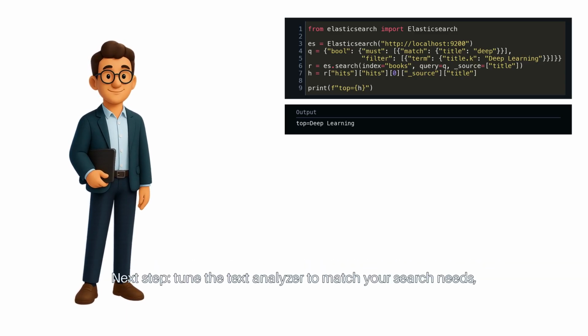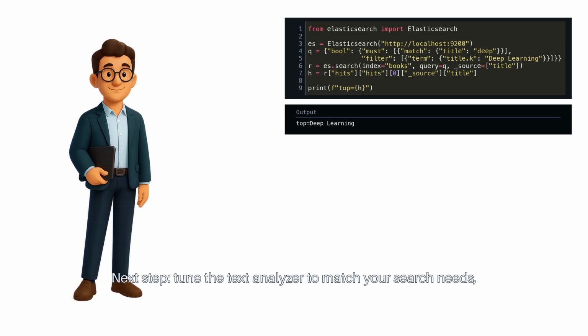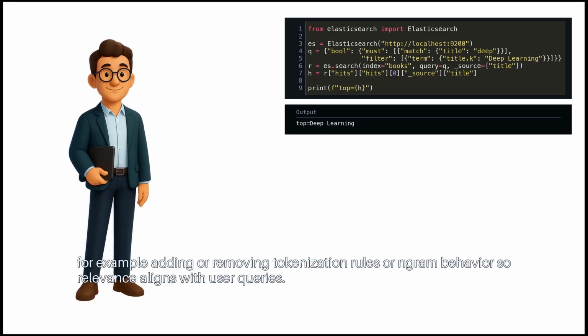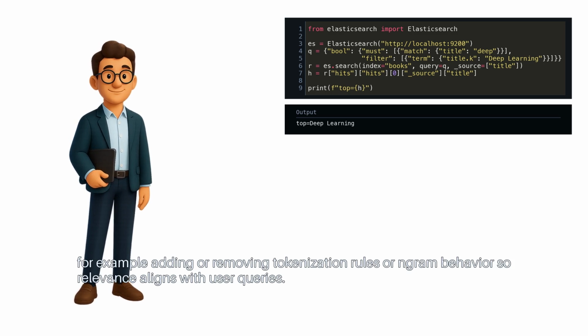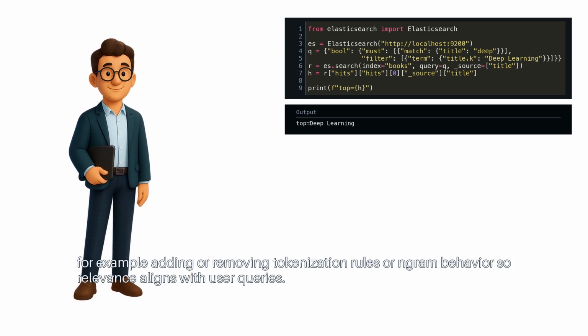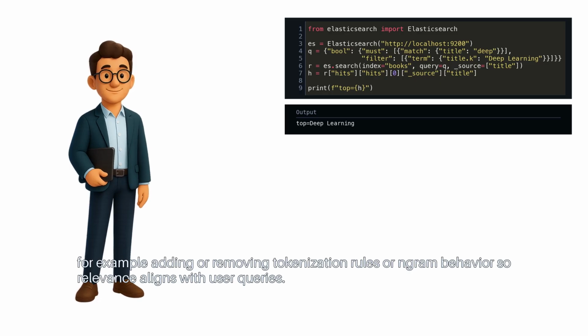Next step: tune the text analyzer to match your search needs. For example, adding or removing tokenization rules or n-gram behavior, so relevance aligns with user queries.